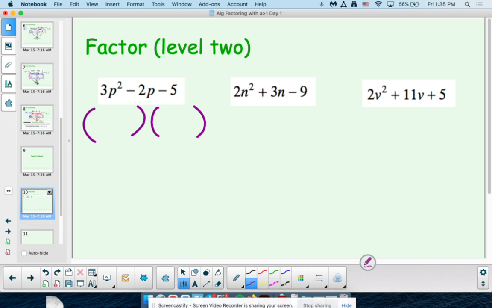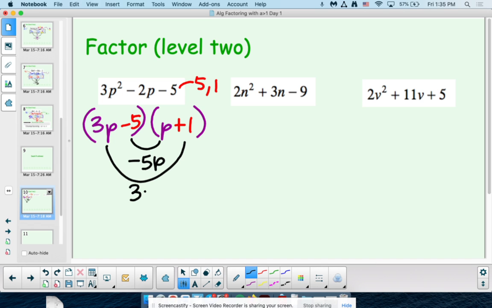Okay, so on this one, the only way to get to a 3 is a 3 and a 1. I'm multiplying to a negative number, so I know I need a plus and a minus. And now the only way to get to a 5 is a 5 and 1. I'm going to put my 5 with my 3 and my 1 here. And now I'll check them with you guys. Negative 5p, 3p. Combine those for a negative 2p, which is what we wanted. All is great.